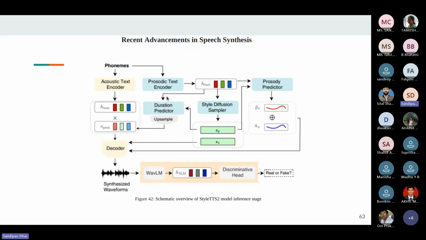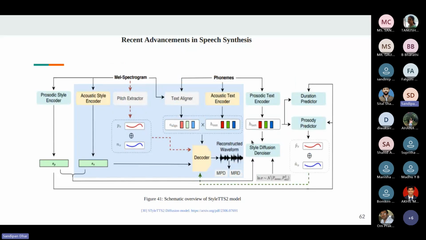Now see how diffusion is working here. This is very important: how we are incorporating a diffusion model in TTS. Diffusion is used as a model to extract features, to map the features from source to target domain in TTS models. Now, style diffusion has the information of the prosodic text encoder. It is getting the prosody-level BERT embeddings. It is also getting the prosodic style encoder information and the acoustic style encoder information. That is what you are getting from the mel spectrogram.